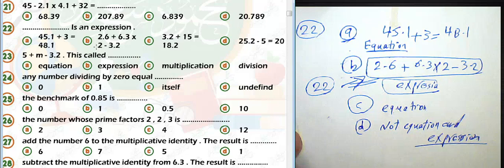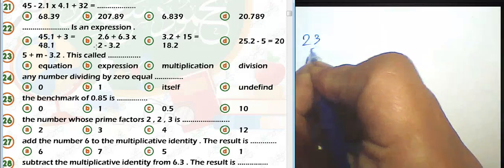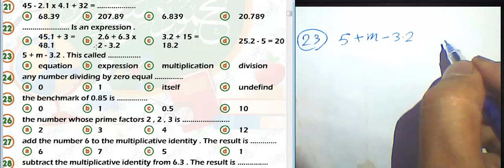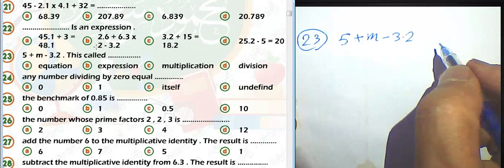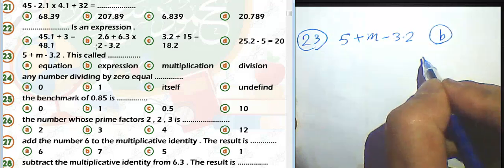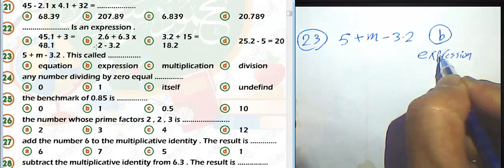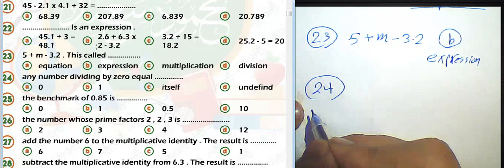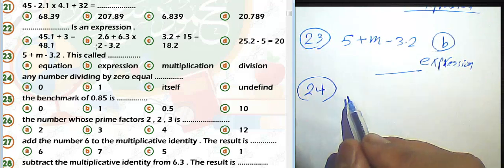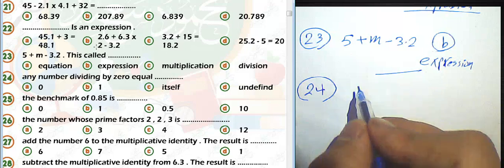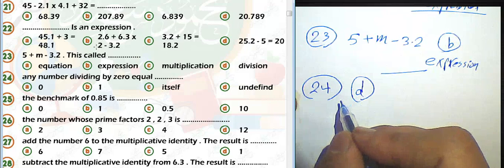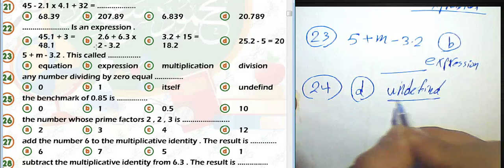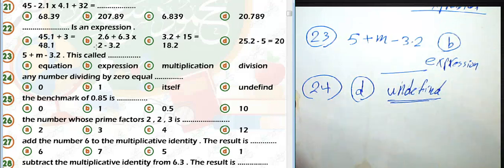It's an expression. Question 23 here: 5 plus m subtract 3.2 is called an expression. Okay, this is called an expression. We must choose letter B for question 23. Okay, question 24. Look at question 24: a number divided by 0 equals undefined, letter D. We must choose letter D for question 24. Undefined. A number divided by 0, we can't find the result, undefined.